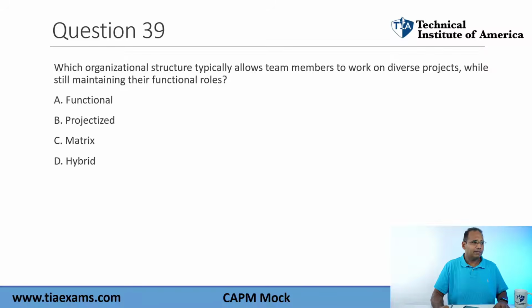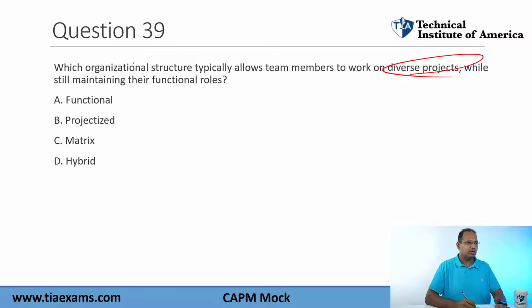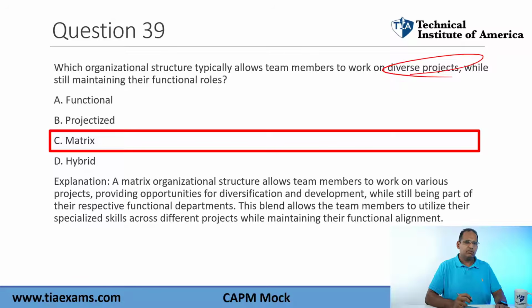Question 39. Which organizational structure typically allows team members to work on diverse projects while still maintaining their functional roles? So they're working on a diversified set of projects, and they're still going to be working on the functional role. Which one is this? Did you say matrix? Similar to the one I had last time. In functional, they're really working on just functional tasks. In projectized, it's all project management.